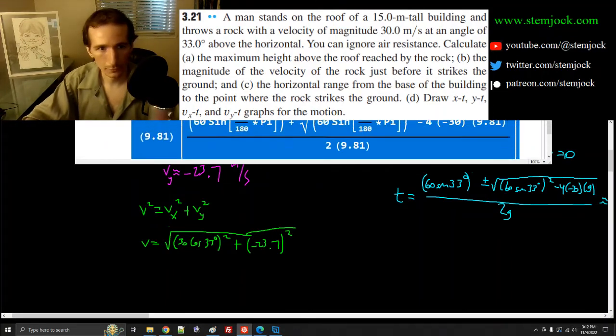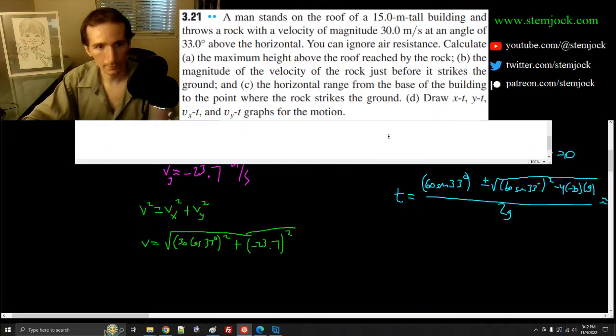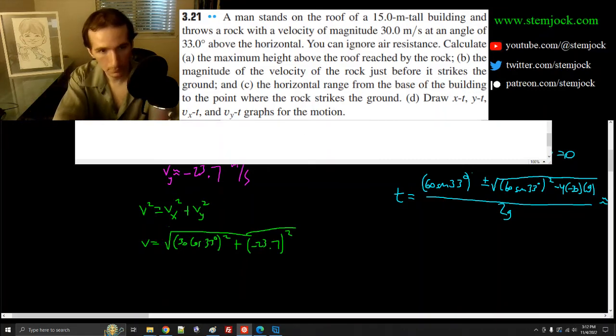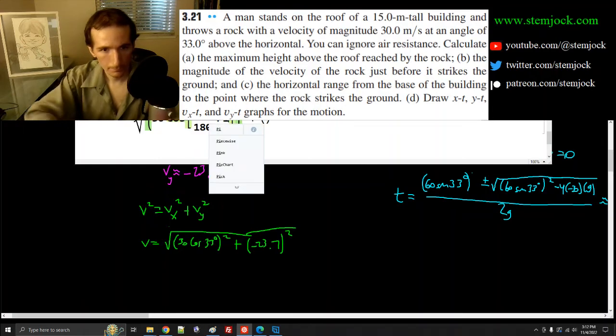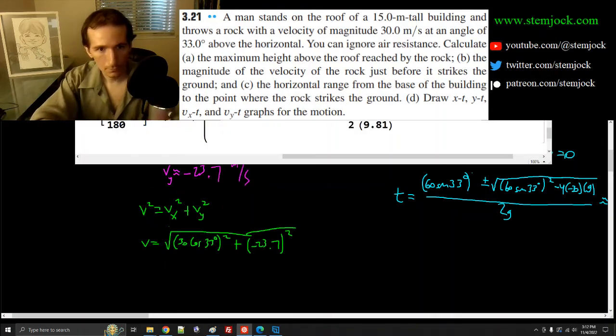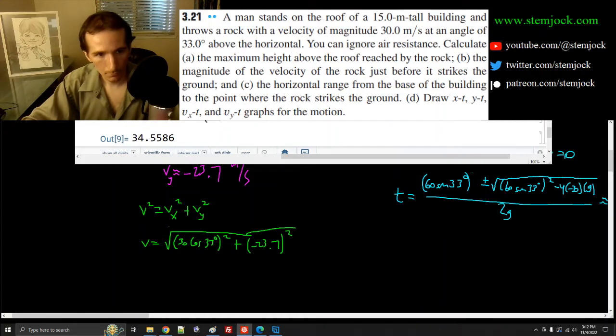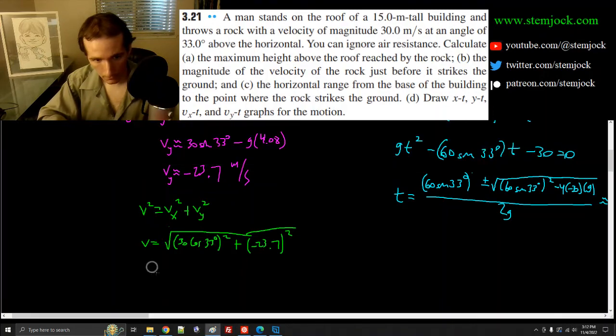So I'm going to copy and paste all of this. This is Vy. So square root of this squared plus, and this here is going to be 30 cosine 33 degrees squared. That gives 34.6. That is our answer for part B.